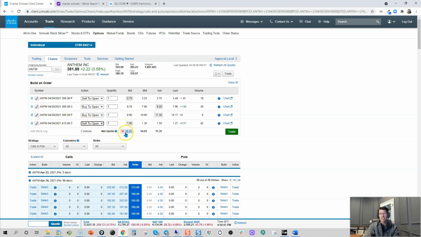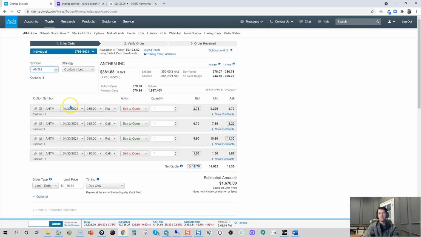Now, I actually did get filled on this trade at a debit of $14. And I'll show you that in a minute. But I took this trade earlier in the day. And to set it up, I've got the legs in that I want. I don't want to pay $16.70 for this. I want to pay less. So the way I took this trade is I clicked on trade. It gives me all the legs right here. And then I put in a limit debit at $14.